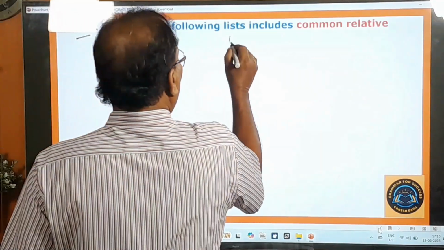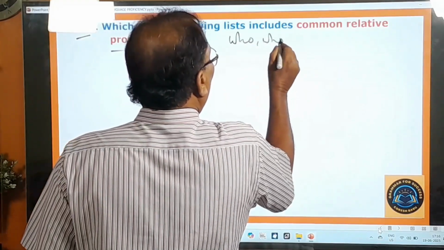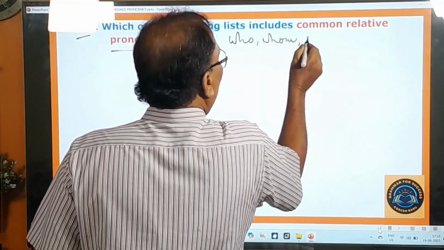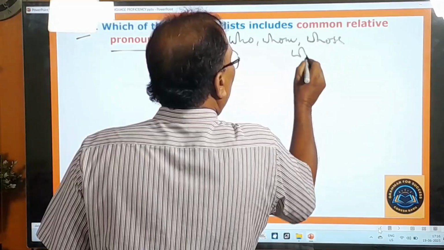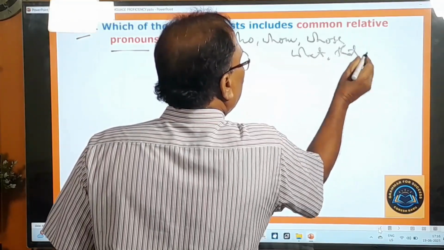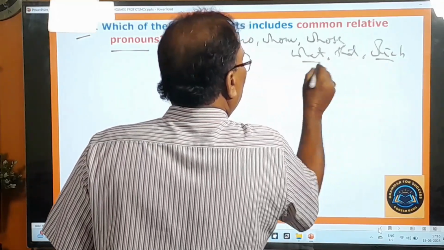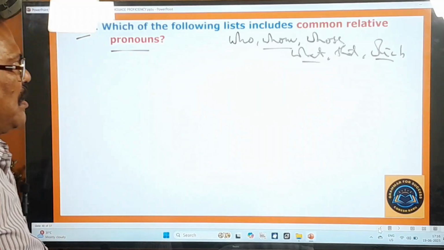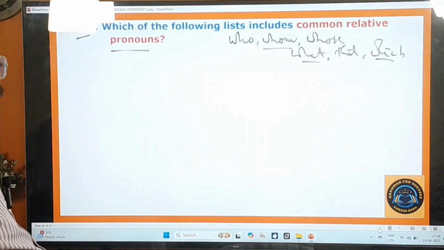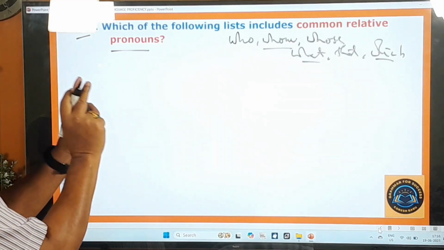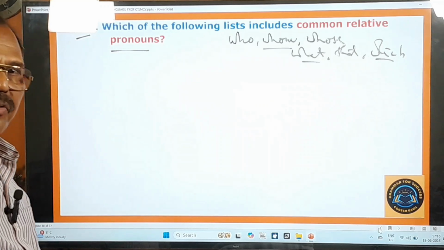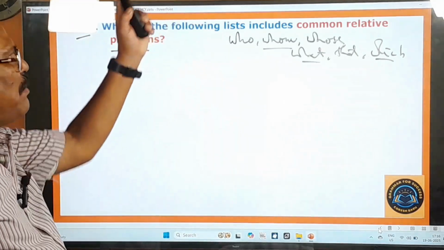What are the relative pronouns? Who, whom, whose, what, that, which. So these are the relative pronouns. Who, whom, whose, what, that, which. So these are only the relative pronouns. They refer to the antecedent that is immediately behind them.